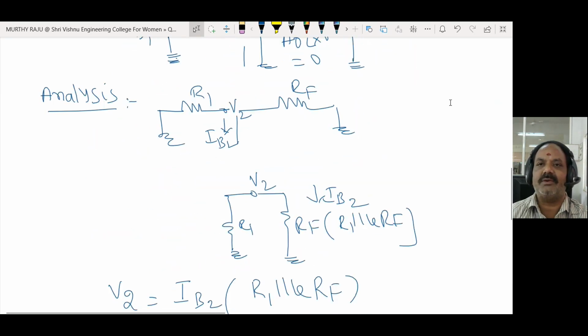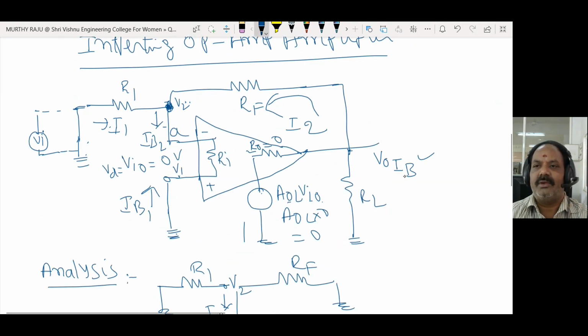And I2 is equal to, this is the I2, V0 IP. Even if the transistors are identical to each other, it is not possible for both IP1 and IP2 currents to be equal due to internal imbalance. Now we will prove that this VOIB is due to IB2. Therefore, I2 is equal to V0 IB minus V2 by RF.